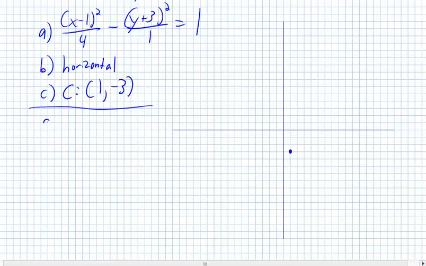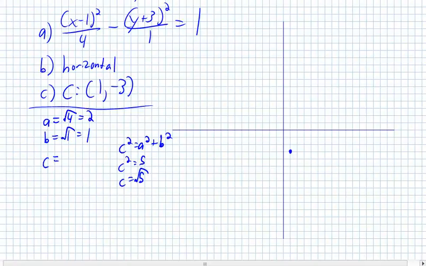Now we do our little side break and we say a equals square root of 4, or 2. That is not because 4 is bigger than 1, that is because the 4 is first. b is equal to the square root of 1, or 1. And c, and off to the side we're going to remind ourselves that in a hyperbola, c squared is equal to a squared plus b squared. c squared is equal to 5, or c is equal to the square root of 5, or about 2.2. c is equal to radical 5, or 2.2. Let's grab that stuff and shrink it.